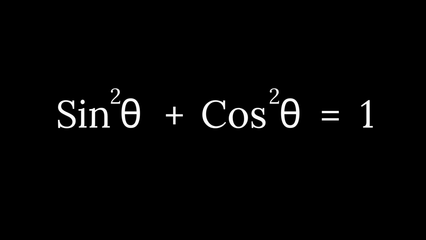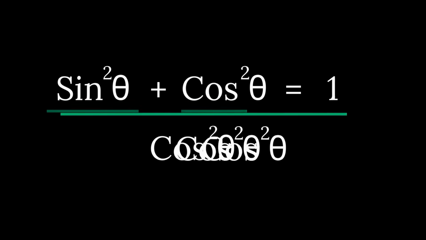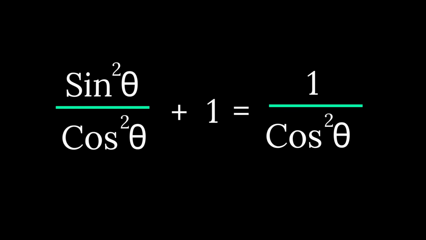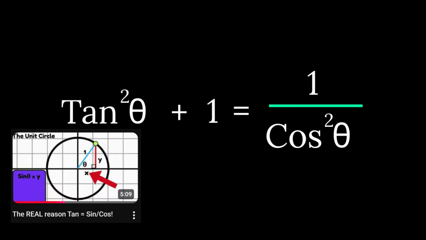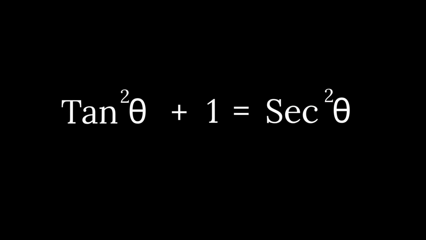For the second identity, we can divide this first identity by cosine squared theta. Cosine squared theta over cosine squared theta is simply 1. And sine squared theta over cosine squared theta is defined as tangent squared theta. If you want to know the reason behind that one, be sure to check out my video on this topic. 1 divided by cosine squared is secant squared theta. So we get the identity of tangent squared theta plus 1 is equal to secant squared theta.